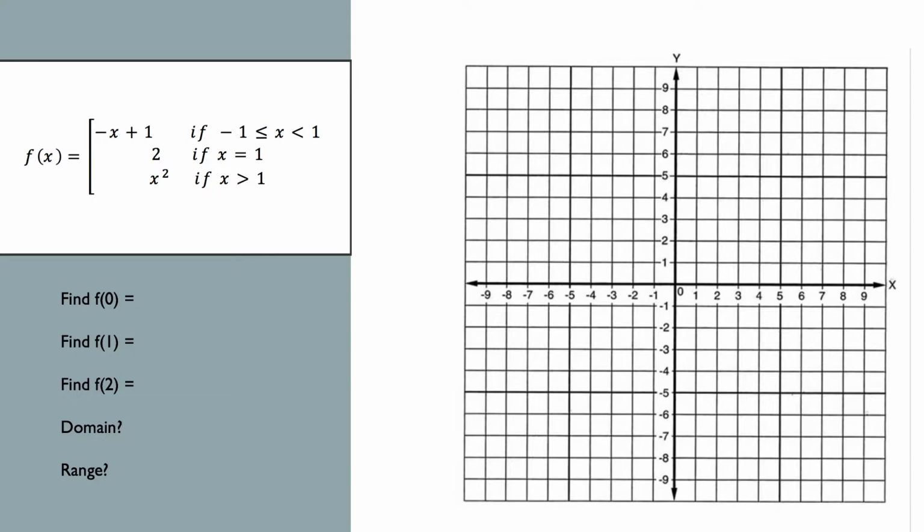The first rule is that we're going to use negative x plus 1 if our x value is between negative 1 and 1. We're going to use a value of 2 if our x value is 1. And we're going to use the graph of x squared if our x value is greater than 1.